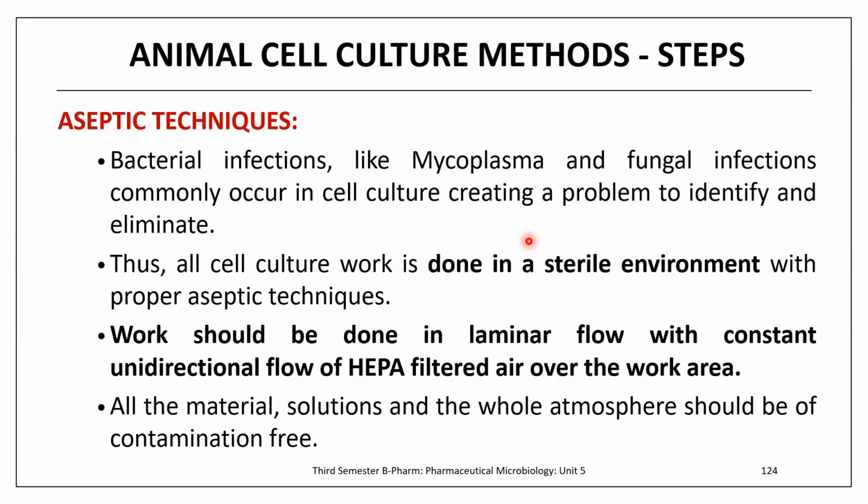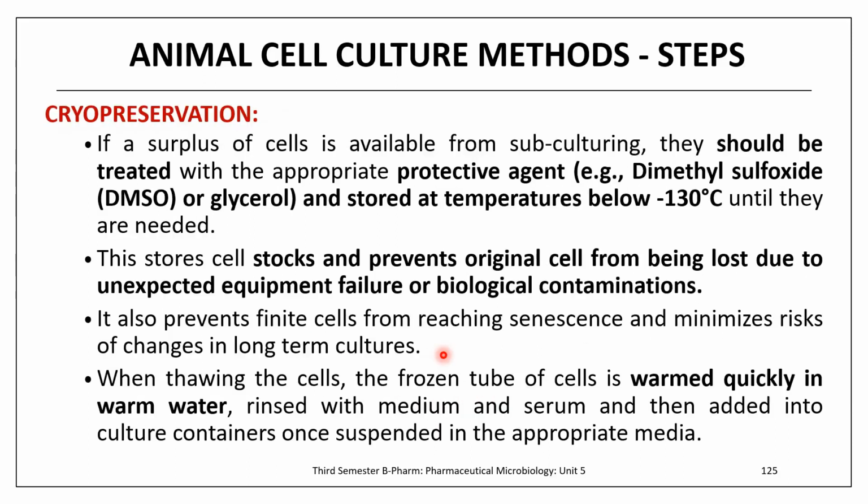And always we have to maintain the aseptic techniques. We are going to perform an animal cell culture, so we are going to culture the specific cells of animal, but along with this culture, the bacterial infection should not be there. So bacteria like mycoplasma and fungal infection are the commonly possible contamination in the animal cell culture. So it must be done in a sterile environment. It must be done in a HEPA filter or laminar airflow unit with a constant unidirectional flow of HEPA filter in order to avoid the contamination.